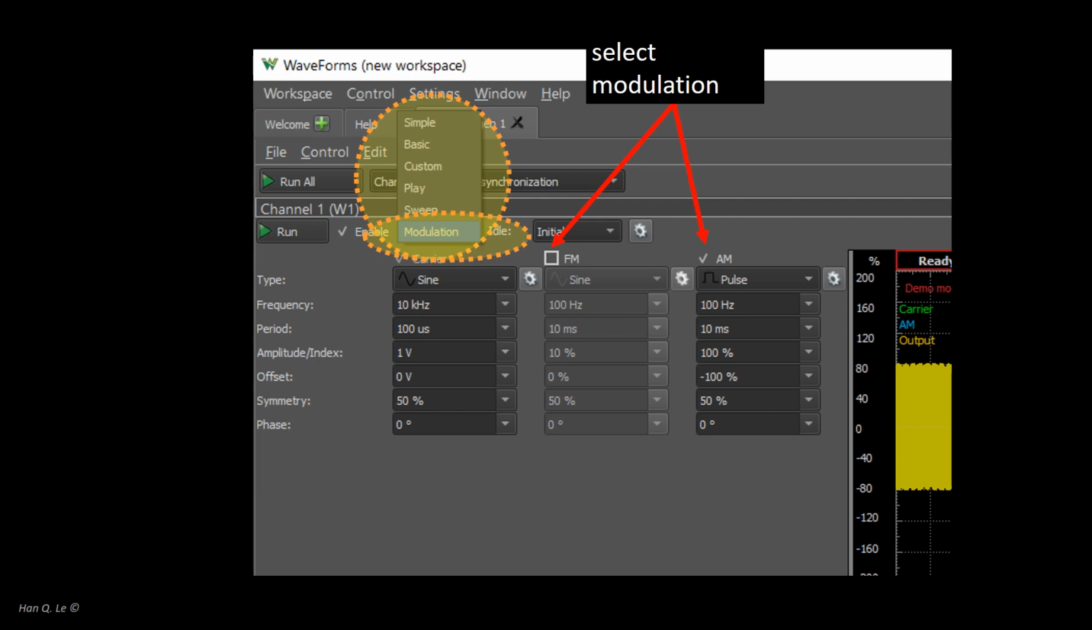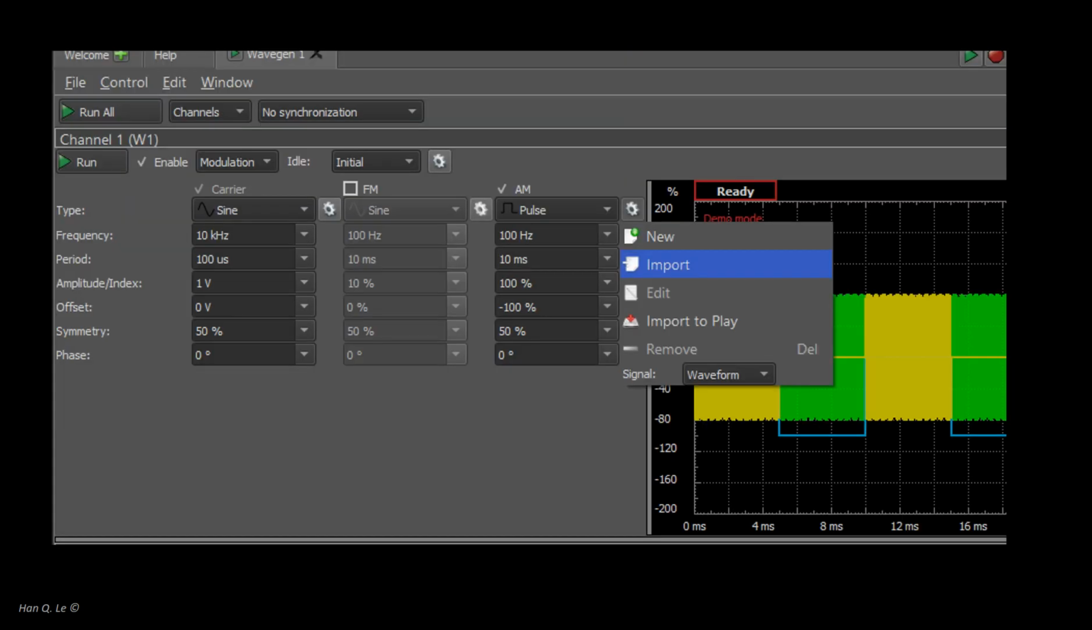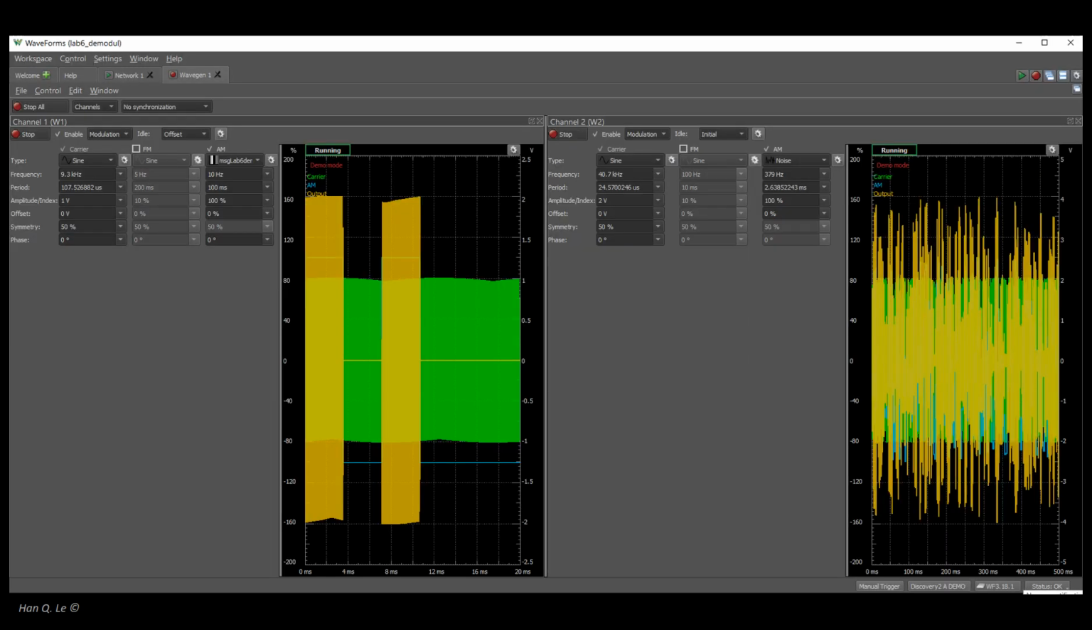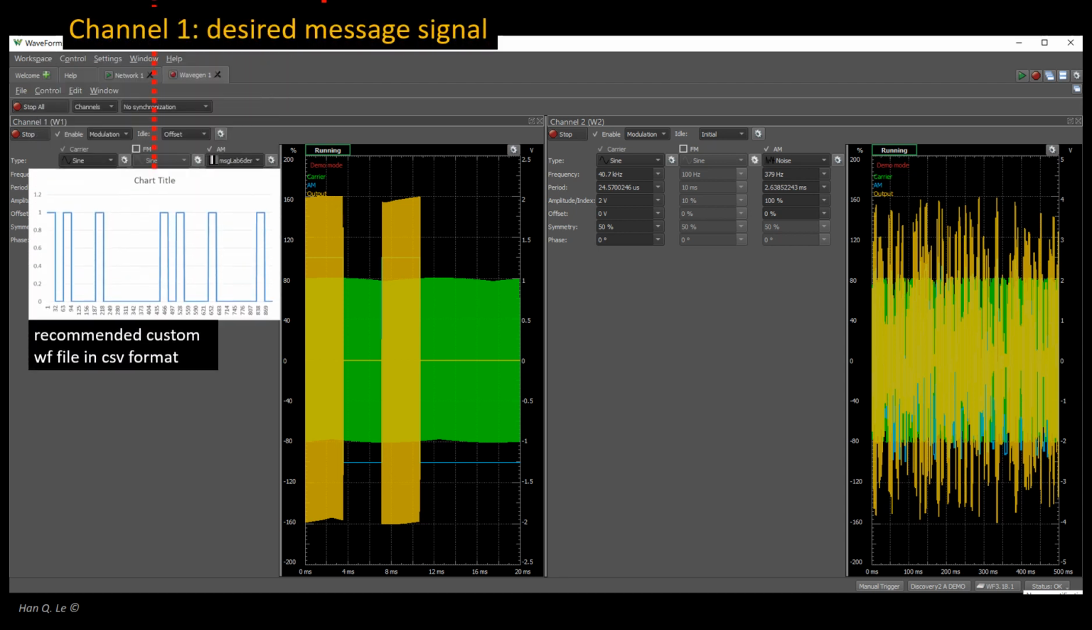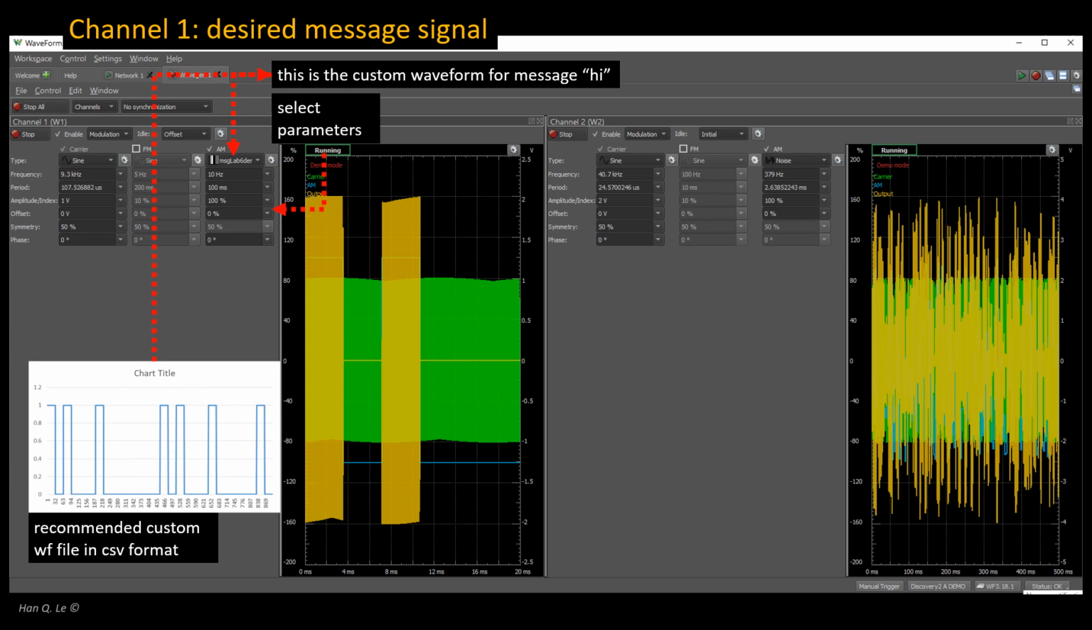Use the modulation option, and AM or FM can be selected. Custom waveform for modulation can be imported as shown if necessary. As an example, this is the setup for the demonstration shown here. On the left, WaveGen channel 1 simulated the digital message signal with an imported waveform for the AM function.